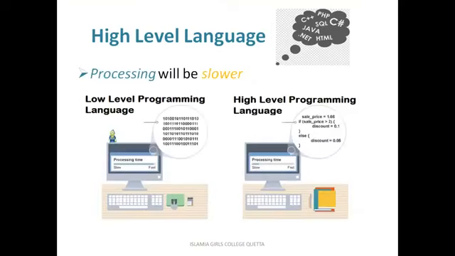But there is one drawback: the high-level language processing will be slower, or executing the instructions will be slower. In the low-level programming language, the processing time is very fast. But in the high-level programming language, the processing time will become slow. This means that your program will take more time to execute if it is written in high-level language as compared to if it is written in the low-level programming language.